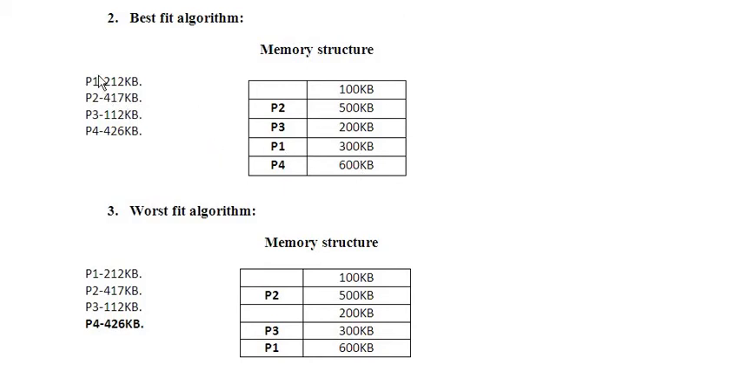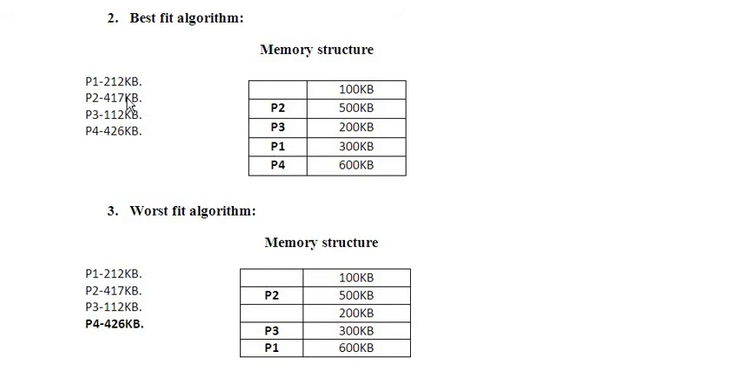Let us see how. P1 is how much? 212 KB. Where can it fit? It can't fit in 100 KB. It can fit in 500. Okay. Can it fit in 200? No, it cannot. It can fit in 300 KB and it can also fit in 600 KB. Now among these 500, 300, 600, which one is smallest? 300, so there will be less wastage of memory. So that's why P1 is allocated here.